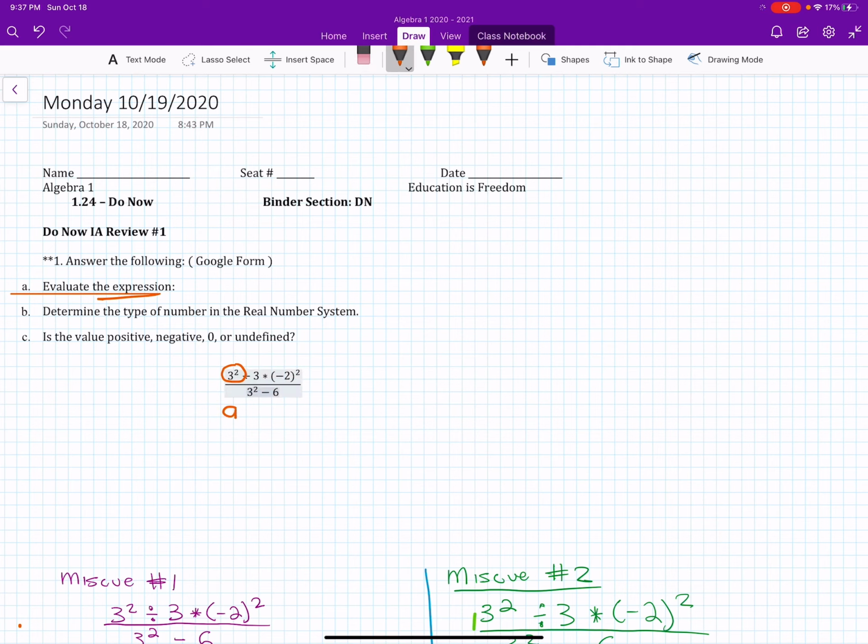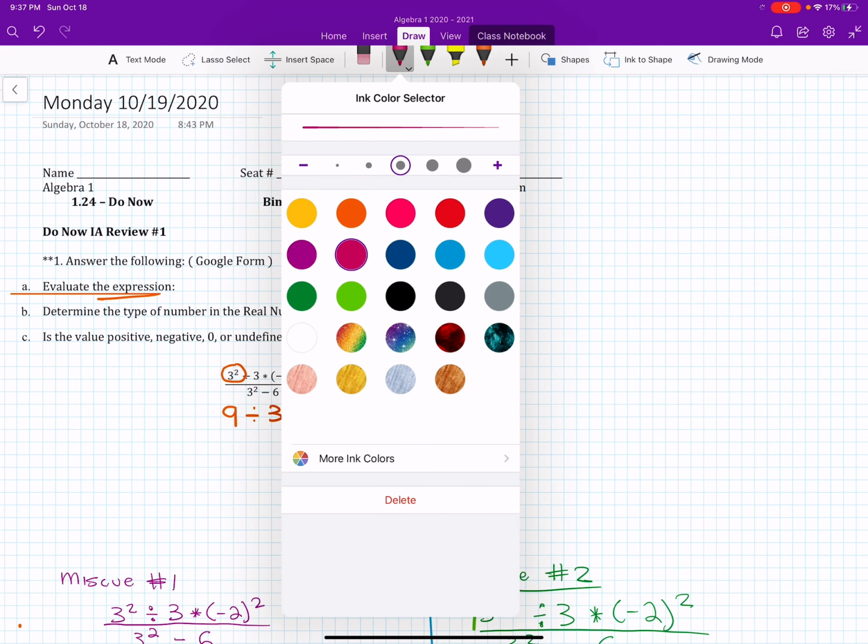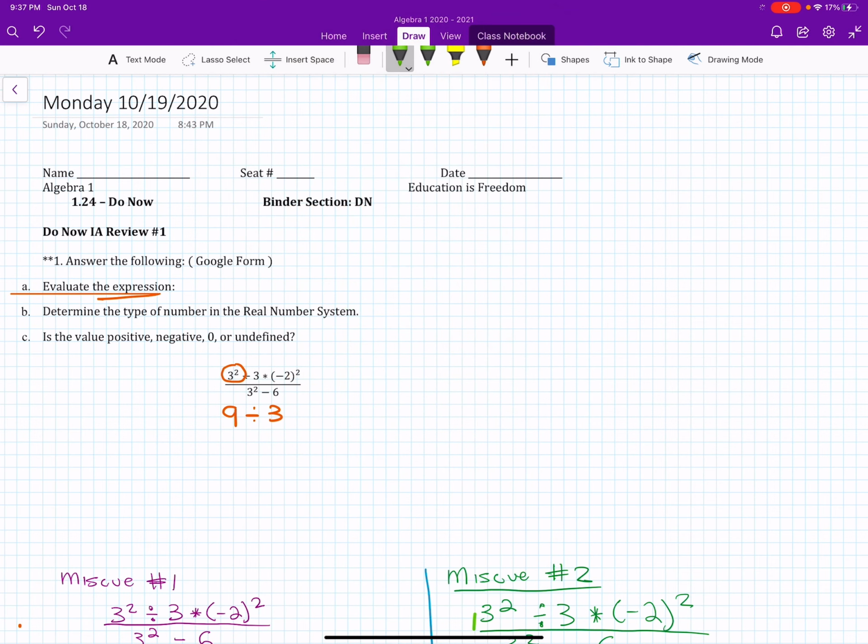3 squared is 9 divided by 3. Now, because negative 2 in parentheses squared is happening, that means everything inside the parentheses is being multiplied by itself the number of times it's being powered, which is 2. So negative 2 times negative 2 is positive 4, so multiplied by positive 4, all over 3 squared minus 6, which is 9 minus 6.